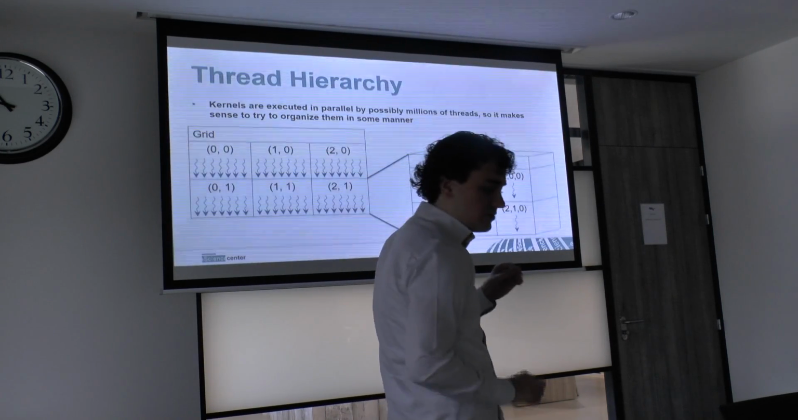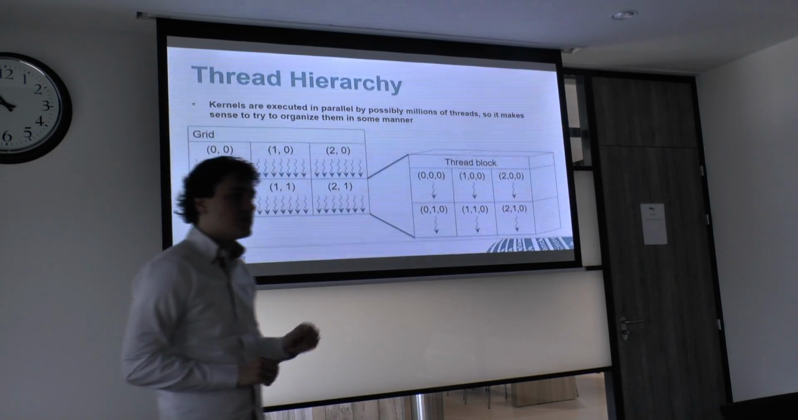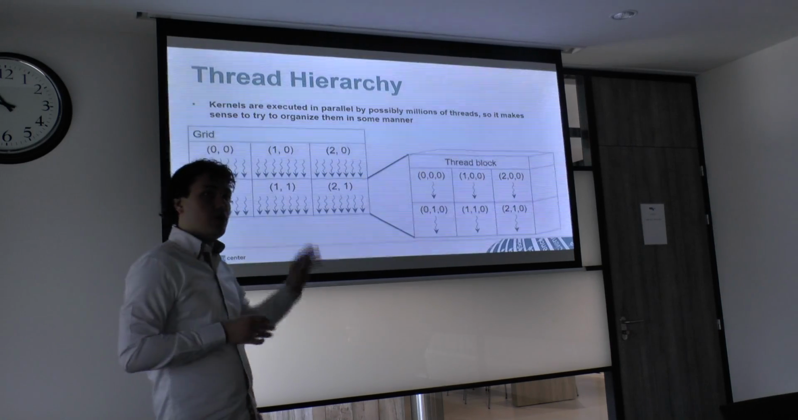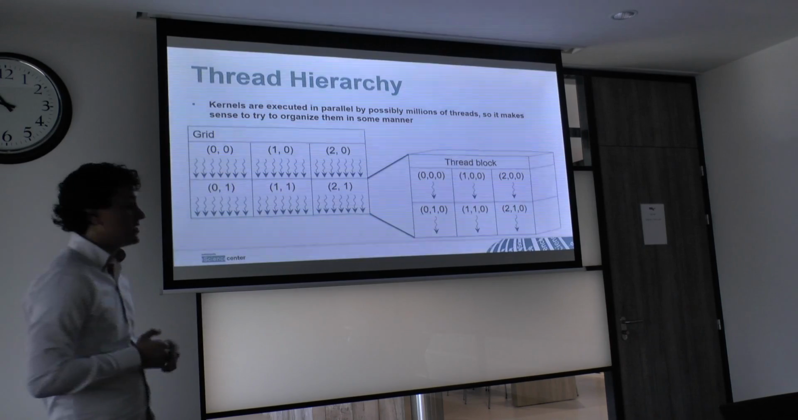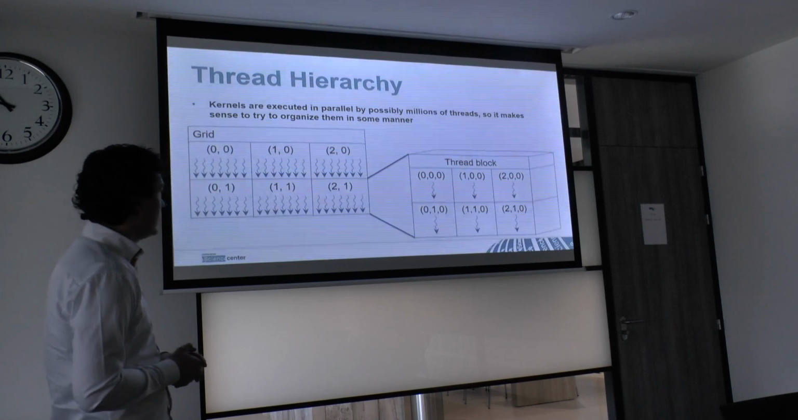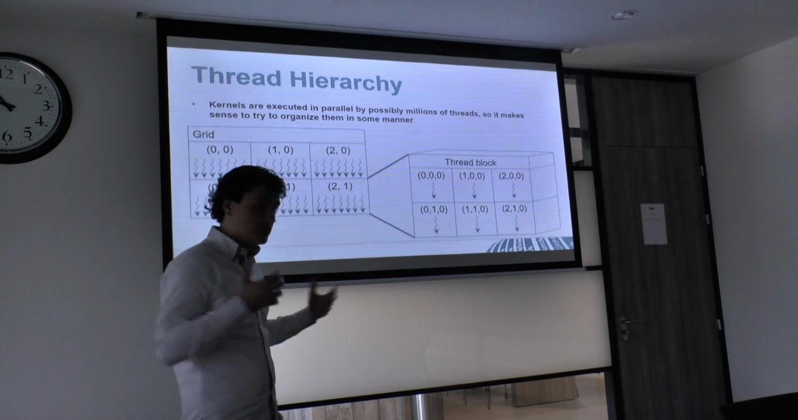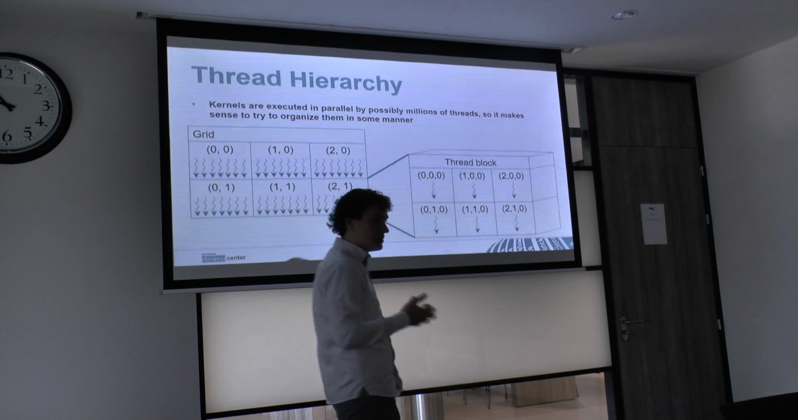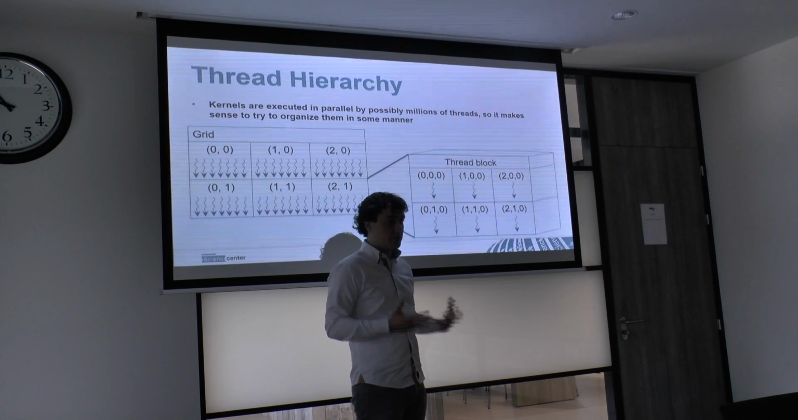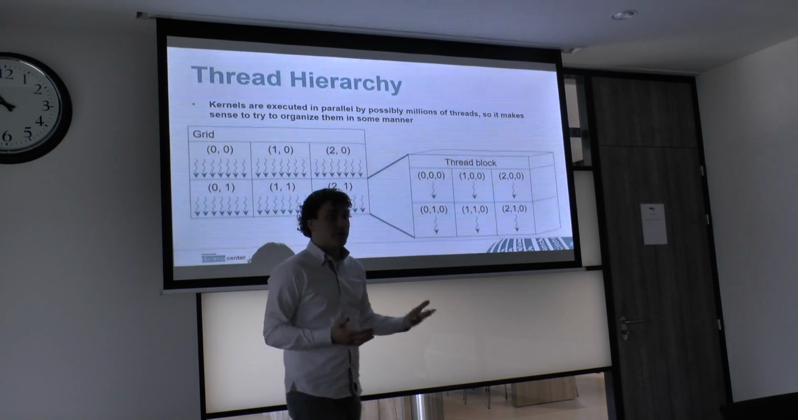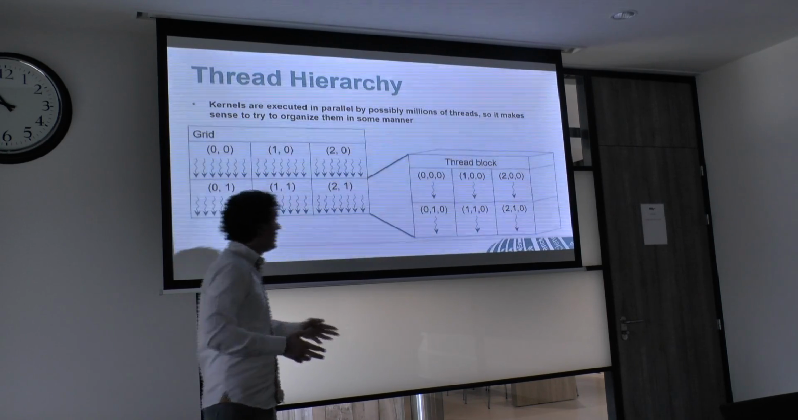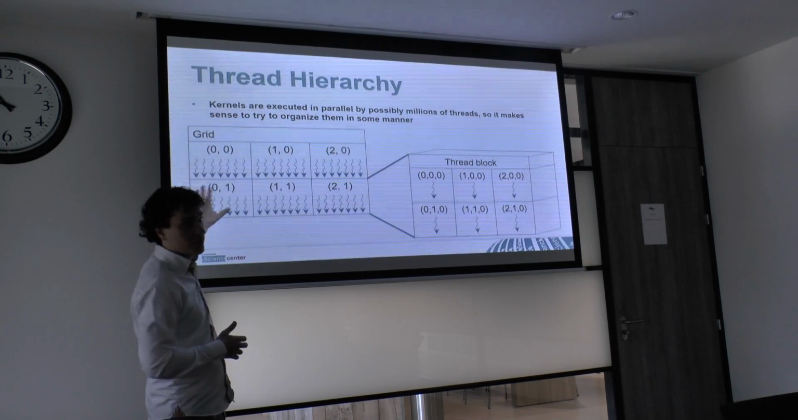Now, I said that these functions on the GPU would be executed by a huge number of threads, and that's also why we have a hierarchy of threads, because we need to organize them in some way. Because we have so many of them, we group them together. Going bottom up, we have a couple of threads that are grouped together in what we call a thread block. And these thread blocks can be three-dimensional. And these thread blocks are then again grouped in what we call a grid.